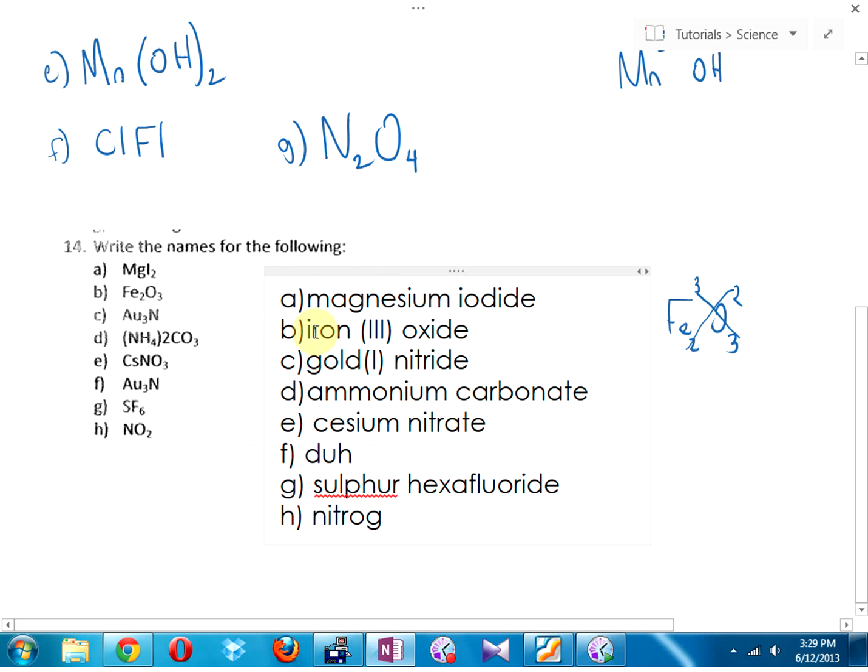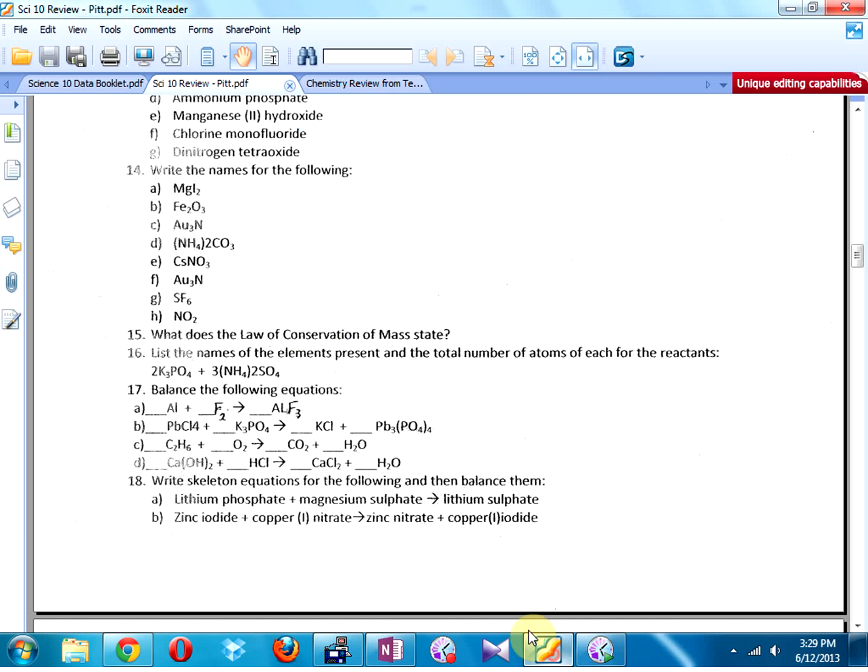H. Nitrogen dioxide. Okay. What if the nitrogen had a 3? Then it would be tri-nitrogen dioxide. That wouldn't balance, but I'm just making up. What if that sulfur in G had a 4? It would be tetrasulfur, whatever. It's just when there's 1, we omit the mono. Cool. Let's keep going.